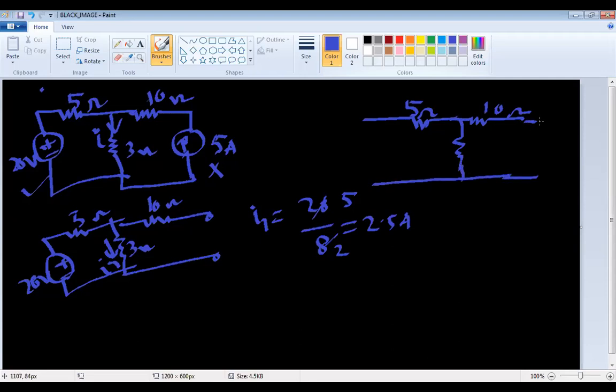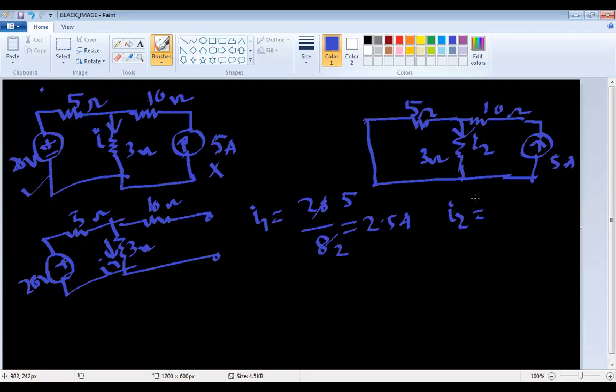Now we'll apply this current source. So this is your 5 ampere, and the 20 volt source will be replaced by what? Short circuit. Correct. So this will be shorted. So this is the 3 ohm, and this is I2. Now how to calculate this I2?